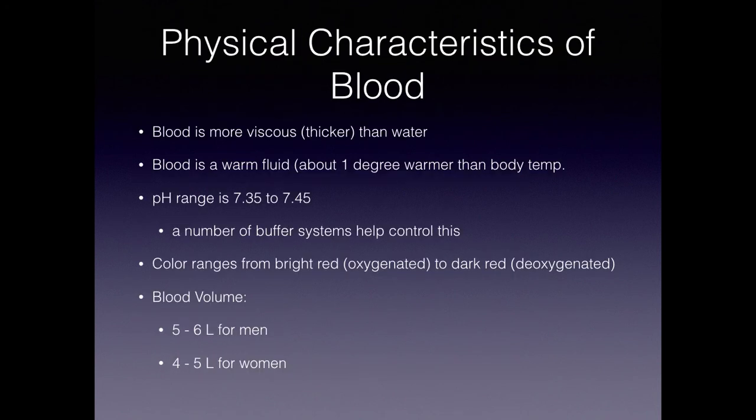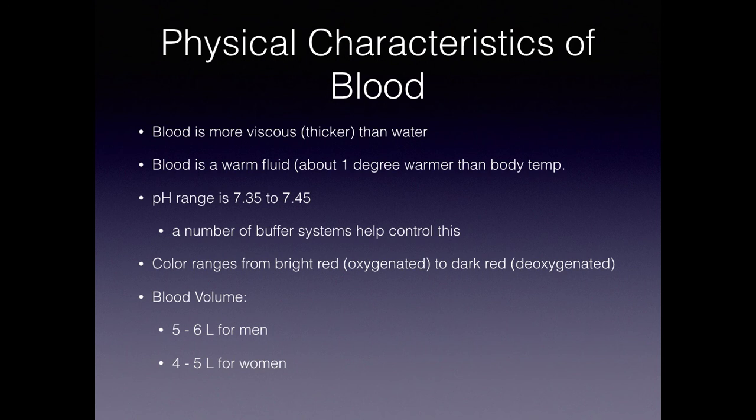Next, we want to say a few words here about the physical characteristics of blood. So when you literally look at blood, these are some of the characteristics that you can see. First of all, you'll see that blood is thicker than water. Yes, that old saying is true. Sometimes we say that blood is thicker than water, or more viscous than water, excuse me. Blood is also a warm fluid. On average, blood will be about 1 degree warmer than the average body temperature.